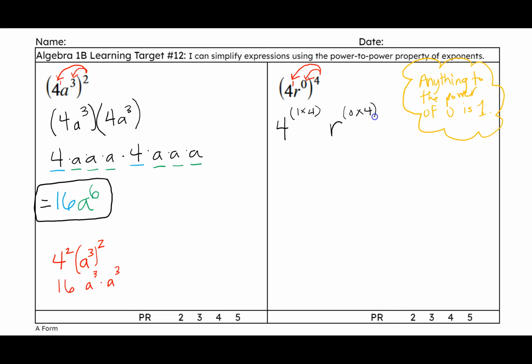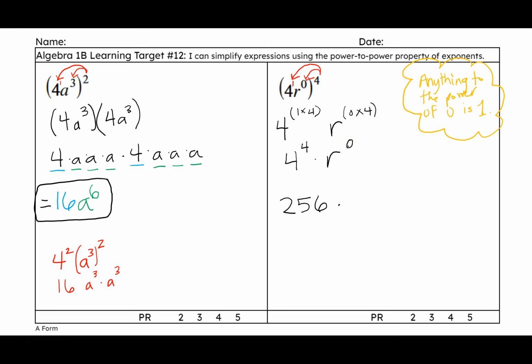All right, so 4 to the 4th means 4 times 4 times 4 times 4. And I can actually do that in my calculator, which I'm going to do now. 4 times 4 times 4 times 4 is a big old number. It's 256. So this is 256 times anything to the power of 0 is just 1.